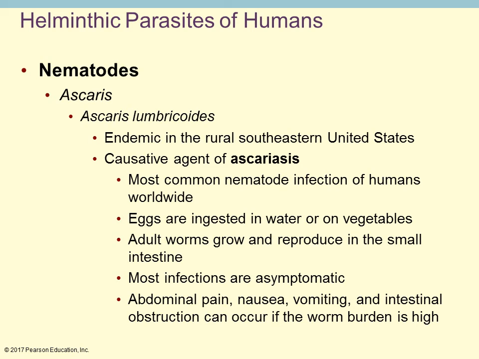Ascaris, which is the genus for the worms that most of you are probably familiar with, is endemic in the southeastern United States. The eggs are often ingested in contaminated water or on vegetables that aren't washed thoroughly. So you ingest the egg, and the adult worms will grow. They reproduce typically in the small intestines. Most of the infections are going to be asymptomatic. However, if the infection is large enough, you can start having abdominal pain, nausea, vomiting. If there are enough worms, then it can actually block the intestines, which you would need to have surgery to remove.